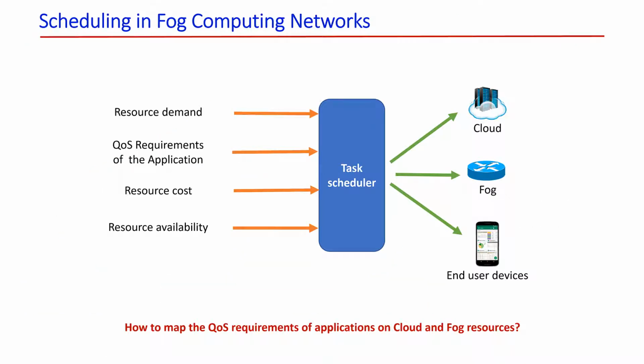The major challenge in a cloud fog system is to decide where applications should be executed, whether on the cloud, on the fog, or in the end-user devices. To this end, the scheduler must consider input variables related to the application, such as resource demands and the quality of service requirements, as well as variables related to the availability of resources. In this context, one major question is how to map the quality of service requirements of applications on cloud and fog resources.